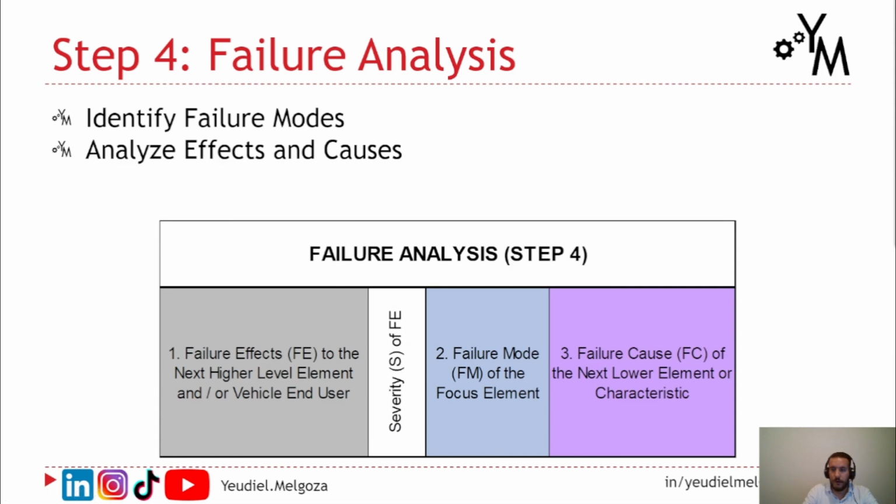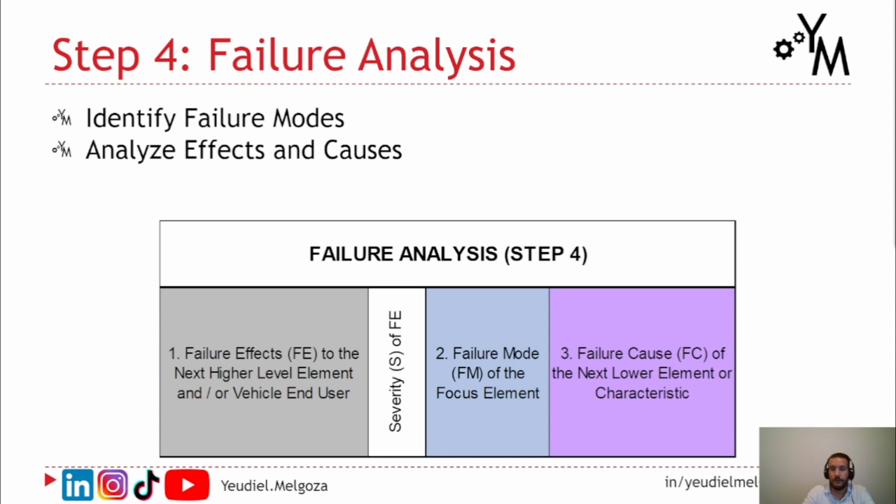Step 4 is where we build a failure chain linking how a part could fail, what happens if it does, and what might cause it. Understanding this failure chain is the pure goal of risk prevention. I consider this step 4 the heart of the DFMEA analysis, so it's highly important to review it. And mainly in this stage, we are going to identify failure modes and analyze effects and causes.